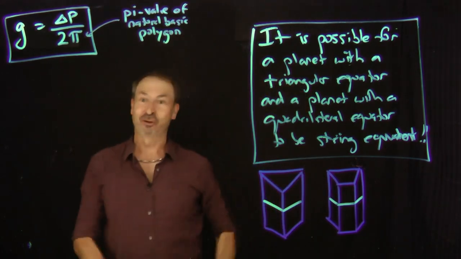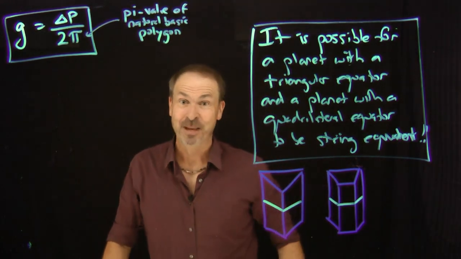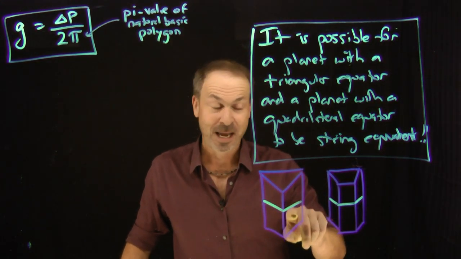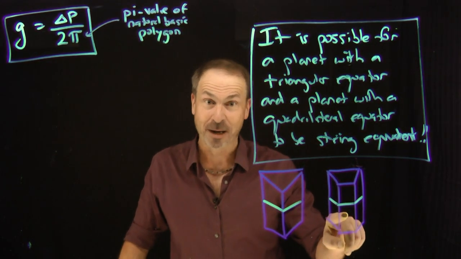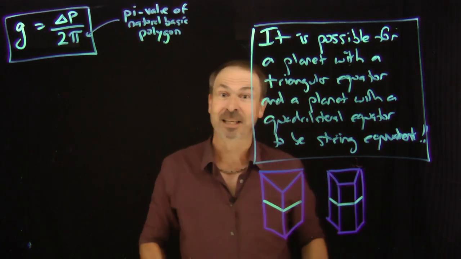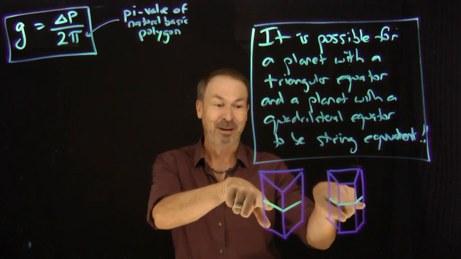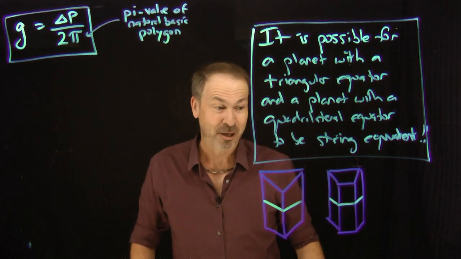Because I can construct a crazy example like this. It's actually possible to create a planet with a triangular equator and a second planet with a quadrilateral equator so that those two planets are actually string equivalent. There's no way those two equators are similar. There's no way those equators are angle equivalent.